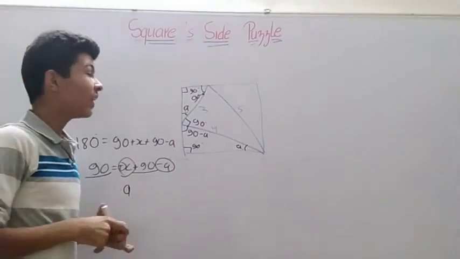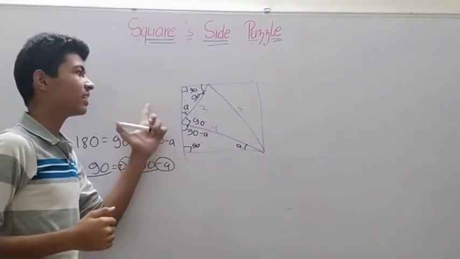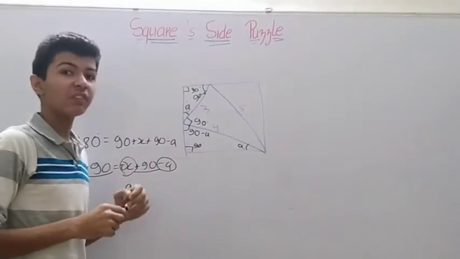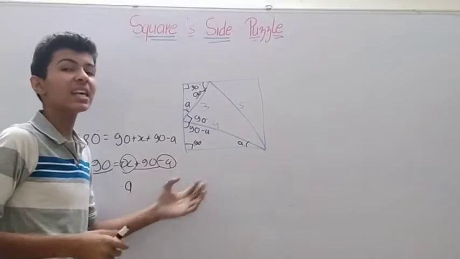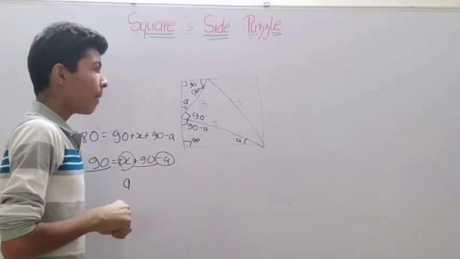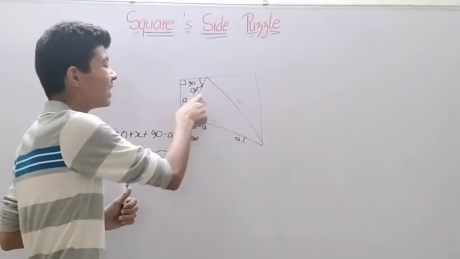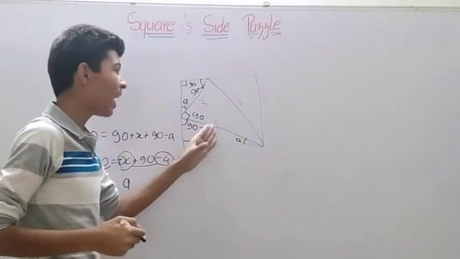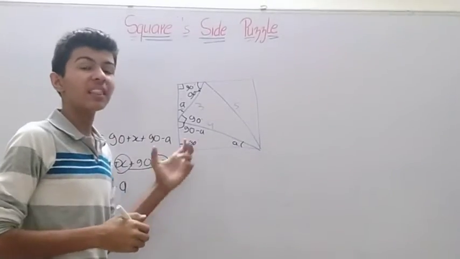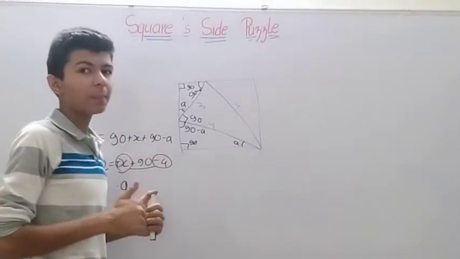Friends, I have not said that these triangles are congruent. Congruent is the property in which both triangles are identical, with no difference between them. But here the hypotenuse of this triangle is 3, and the hypotenuse of this triangle is 4. They are different, so they are not congruent, but they are similar.